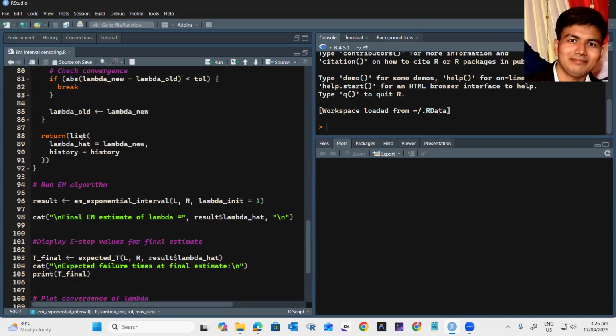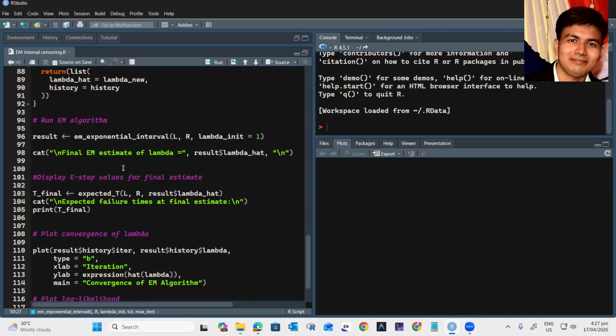And after that we have return list. All right, that basically returns a list containing the final estimates of lambda hat and the iteration history. A list can hold mixed types. Here both elements are named. All right. So after that we will run the EM algorithm.